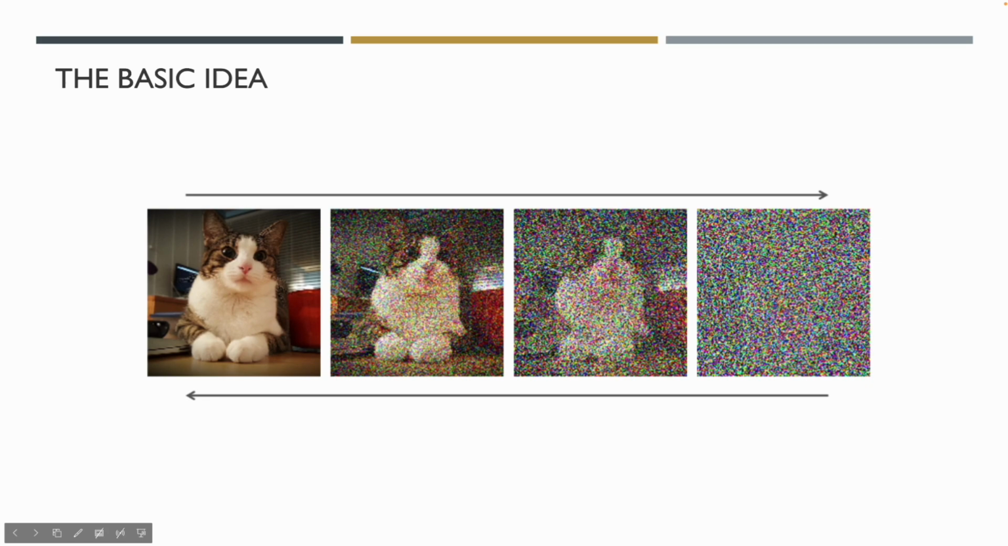So the basic idea is, we can imagine that we take an image, we add more and more Gaussian noise to it, and at some point this image would be unrecognizable. But what if we can undo this process? So we start from a noise image and we gradually remove the noise and end up with a coherent image. This is the basic idea behind diffusion models.